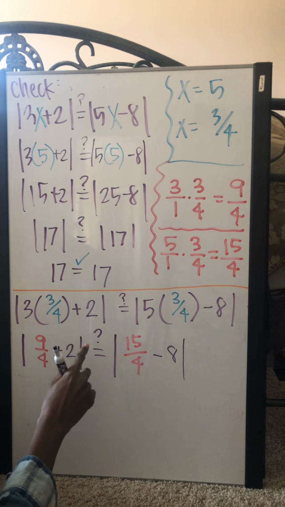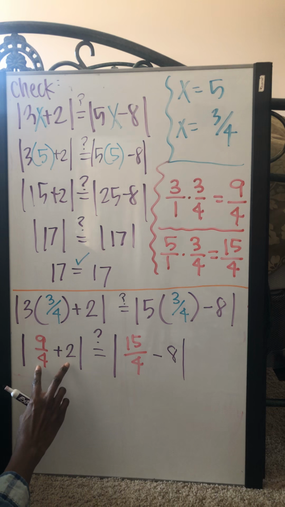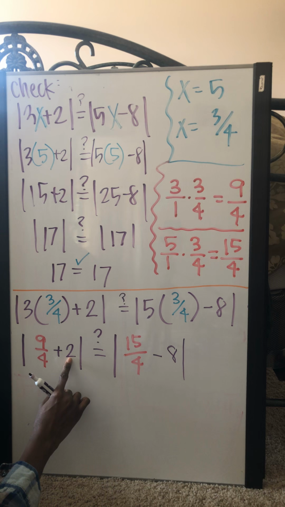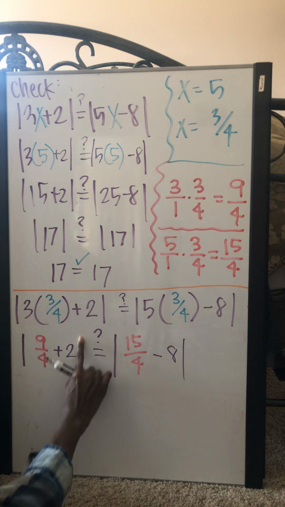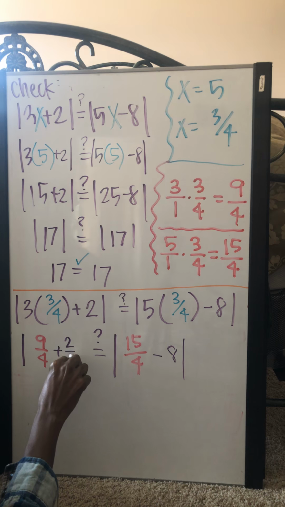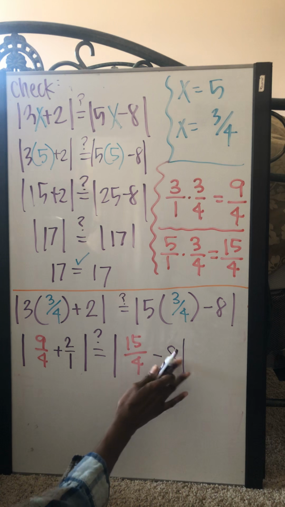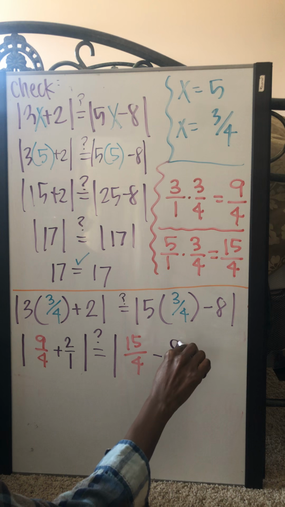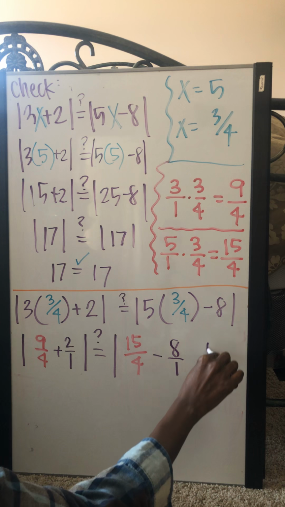Okay, so let us see. So we're trying to add fractions. To be able to add fractions, you need to have common denominators again. So we need to change this 2 to a fraction. So instead of 2, we're going to say 2 over 1, right? And same thing over here. Instead of negative 8, we're going to say negative 8 over 1.